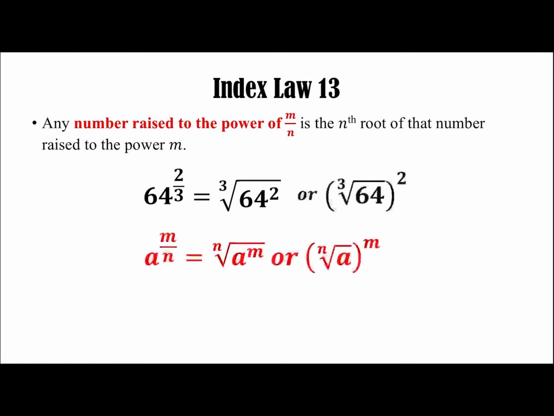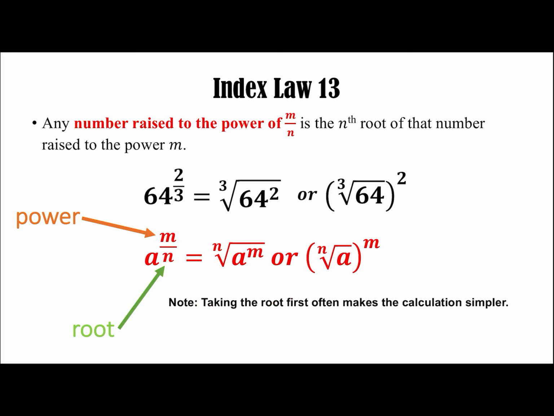In general, a to the power m over n is nth root of a to the power m, or nth root of a to the power m. So in fractional power, the numerator is the power, denominator is the root. Please note, when you are taking the root first and then taking the power, it makes it simpler.